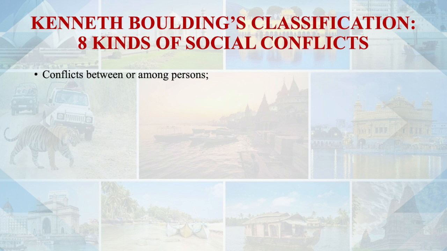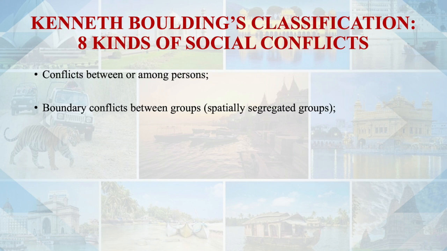Now, in this continuation, we find another eight kinds of social conflict which were given by Kenneth. So what are these eight kinds of social conflicts? This definition of conflict is basically based on the social dimension. So the first level of this conflict is conflict between or among different persons. Then boundary conflict between groups, meaning segregated groups depending upon their ideology, belief, all these kinds of regions.